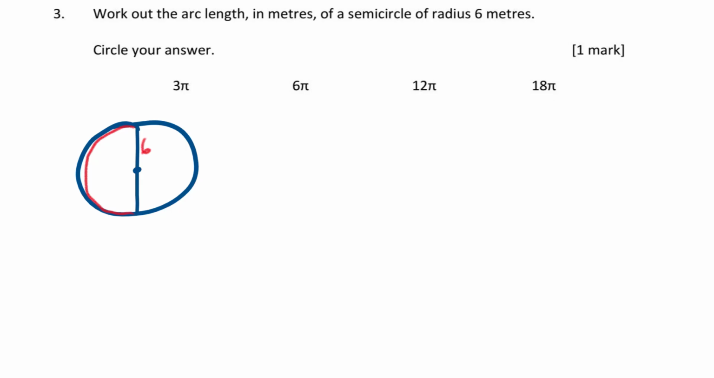Now the circumference of a circle is pi times diameter. This diameter is 12, isn't it? Or it's 2 pi r, it's the other way of writing it. Anyway, the circumference of this circle is going to be 12 pi. So half of that then is going to be the arc length of the semicircle. So 12 pi divided by 2 is 6 pi.